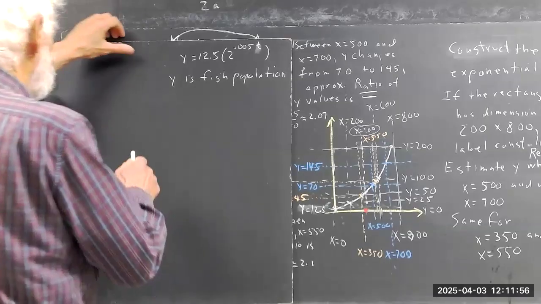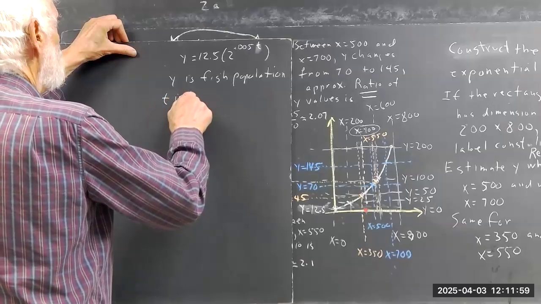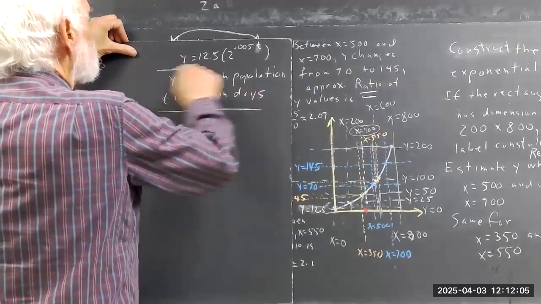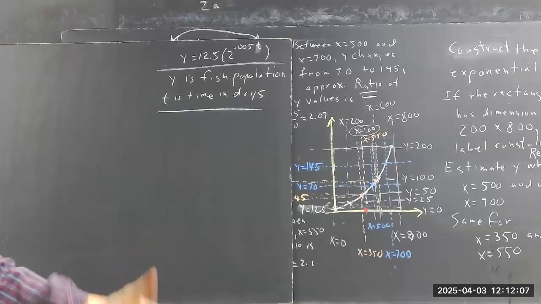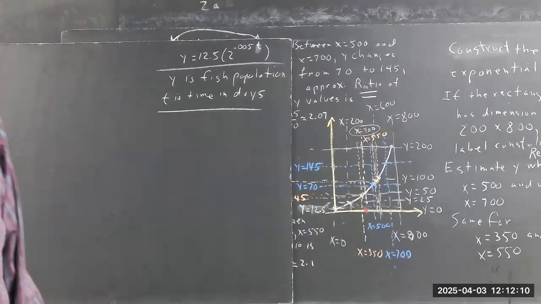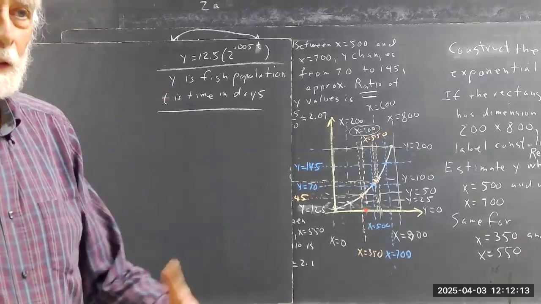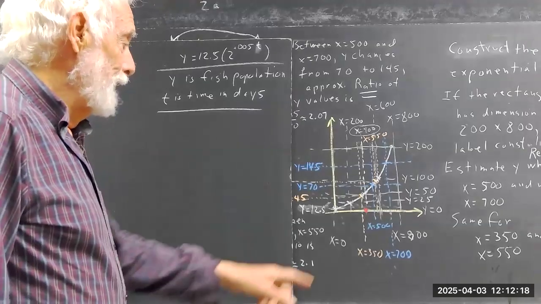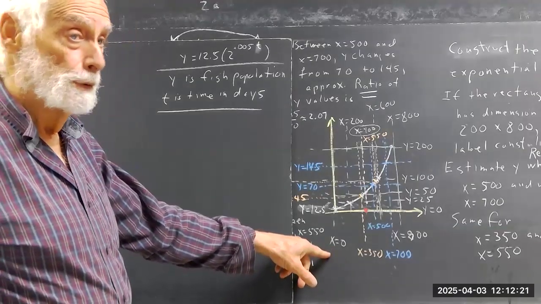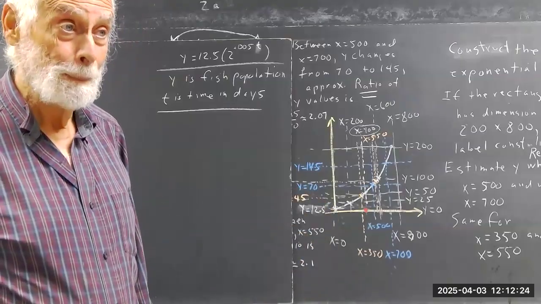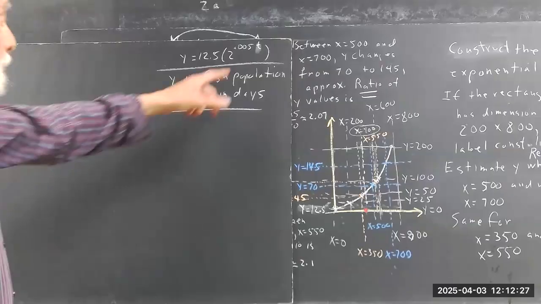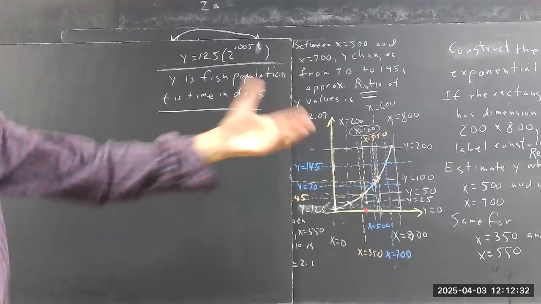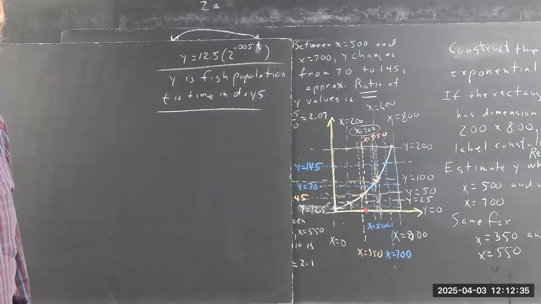Y is the fish population. T is time in days. So tell me, how many fish do we have at the start? Well, your answer is that would be t equals 0. Instead of x equals 0, it'd be t equals 0. Then you'd have 12.5 fish, right? And of course, if you plug in t equals 0 here, you get 2 to the 0, which is 1, and you get y equals 12.5. So the function tells you you got 12.5 fish.